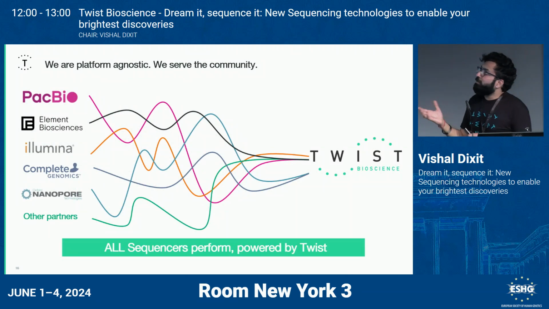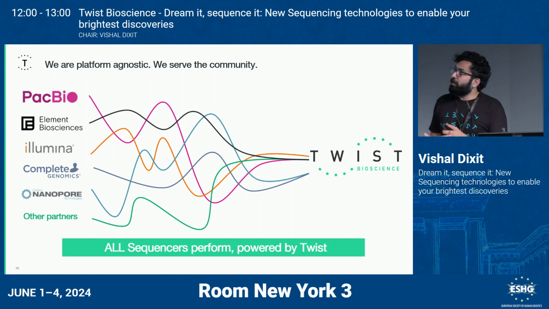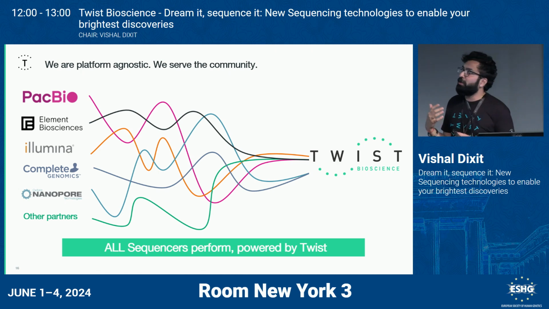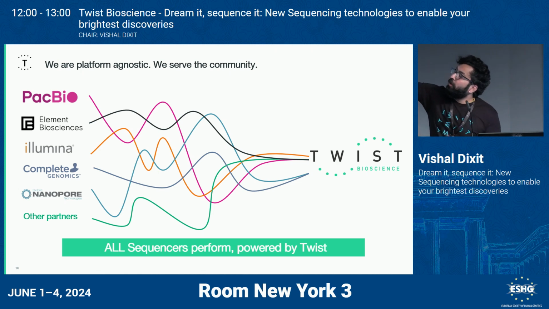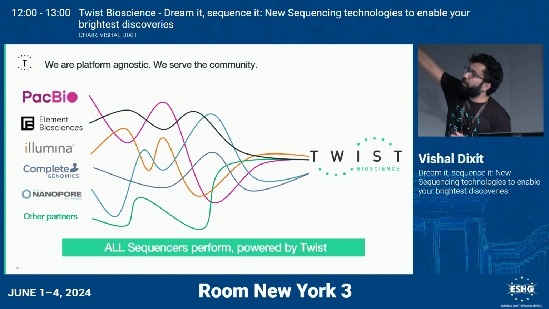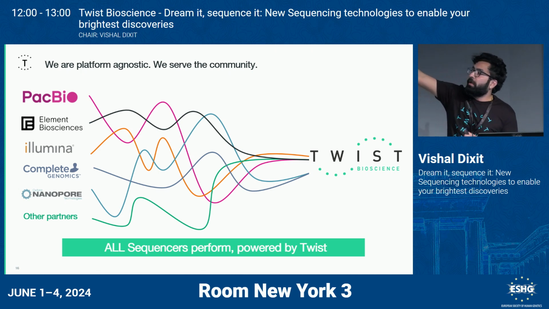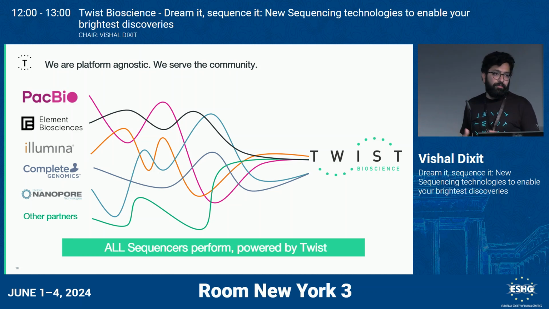So here comes today's question. At the ESHG conference, there are a lot of sequencers. So are we agnostic with all the sequencers, or are we just with Illumina standard workflows? If you can see, all the sequencer roads come to an end at Twist Bioscience, which means you can have any sequencer, but you can always utilize Twist Bioscience library prep or the enrichment.